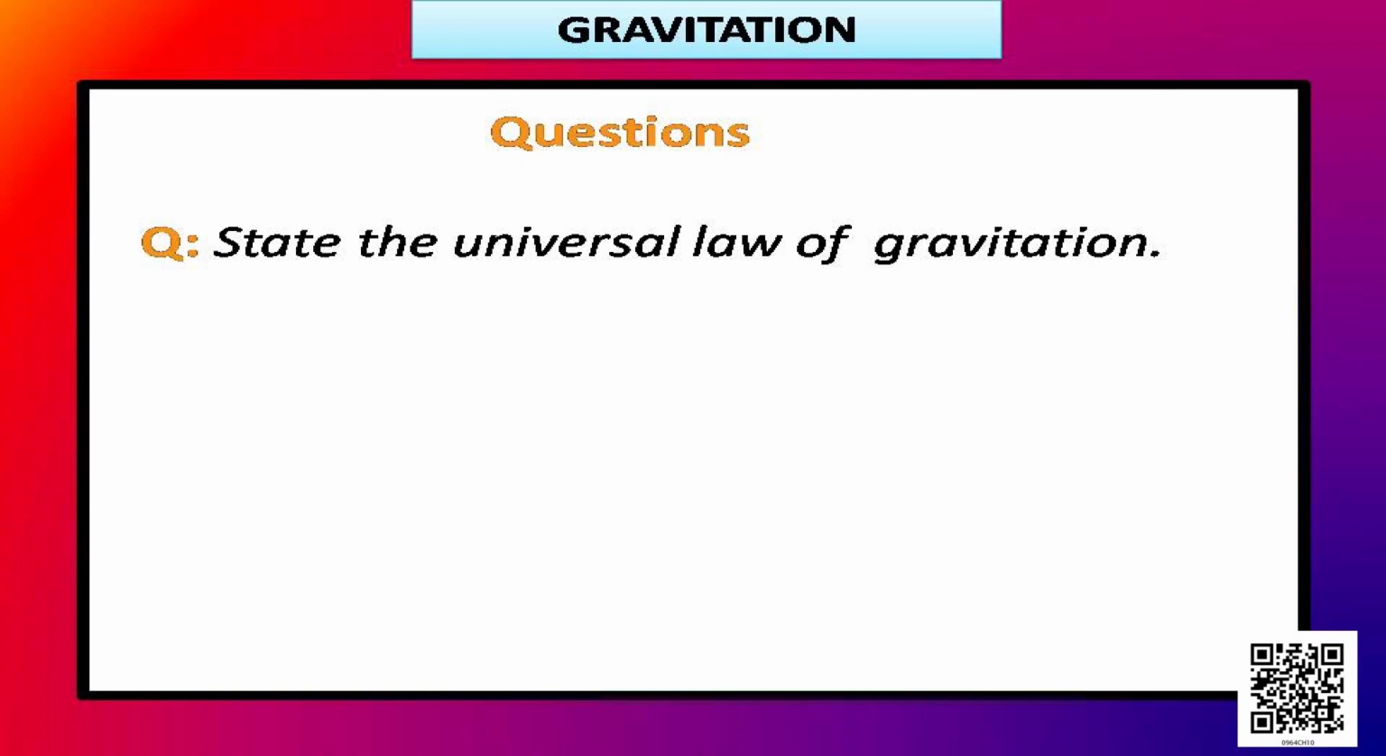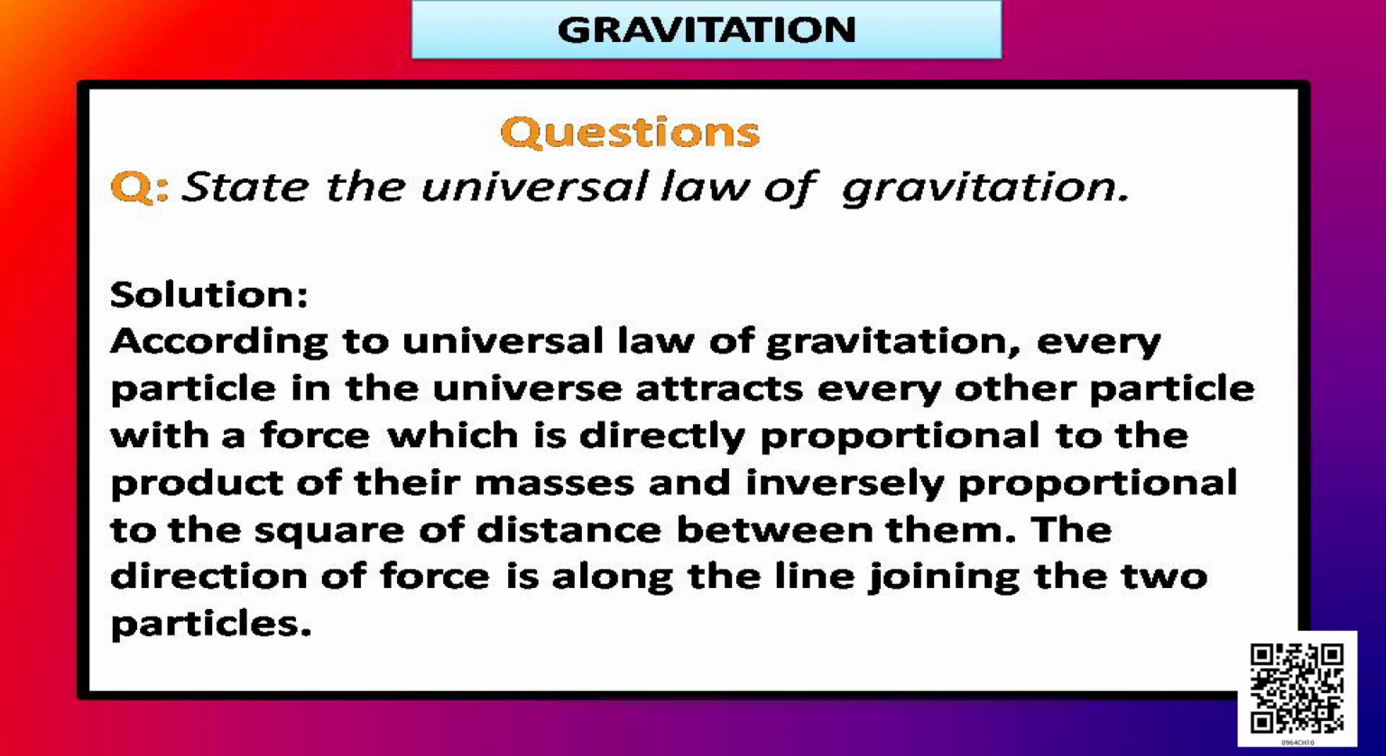Okay students, let us now discuss the two questions that are given in your book. Two in-text questions. Question number 1 says, state the universal law of gravitation. The answer is, the universal law of gravitation states that every object in the universe attracts every other object with a force called the gravitational force.